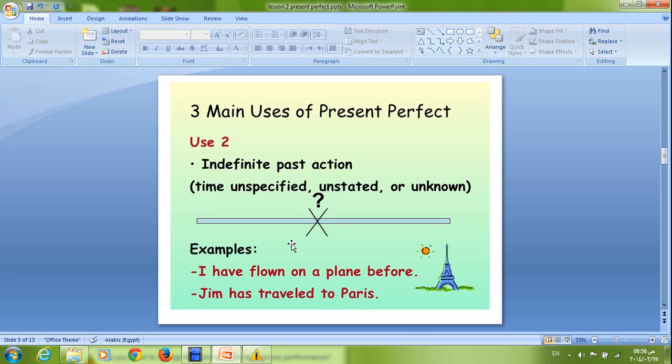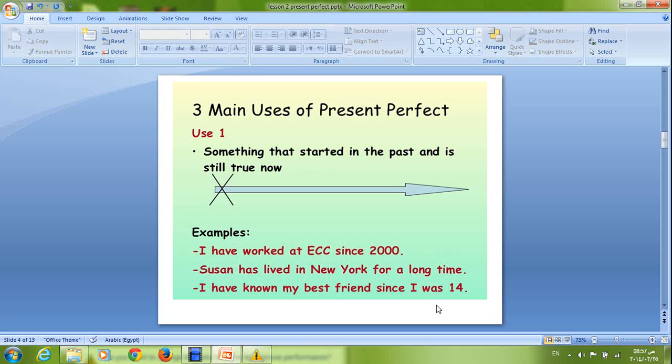When I tell you I have traveled to London, do you know when did I travel? No. So it's what? Present perfect. I tell you I have traveled to London. I have flown on a plane before. Did you know when? No, there is no time. Jim has traveled to Paris, so I don't mention time. So again, the first use something that happened in the past and it's true.